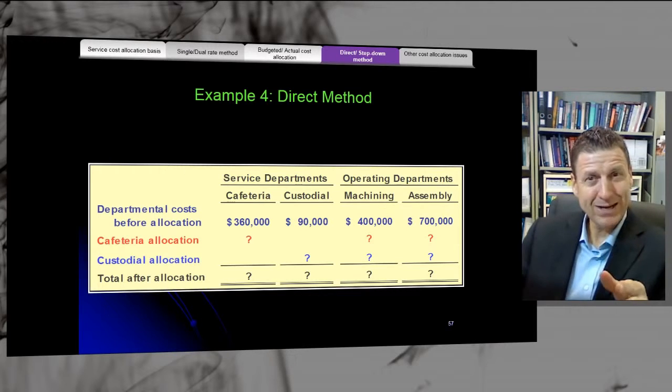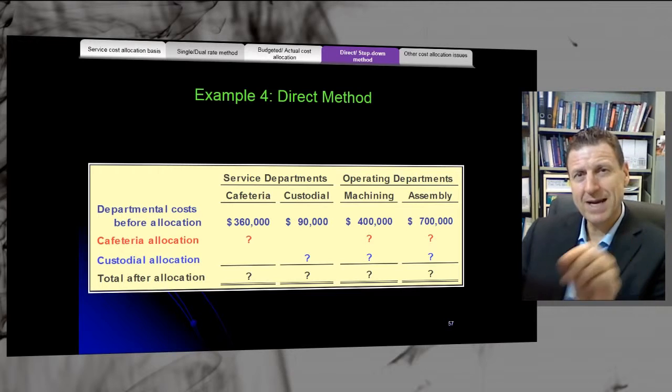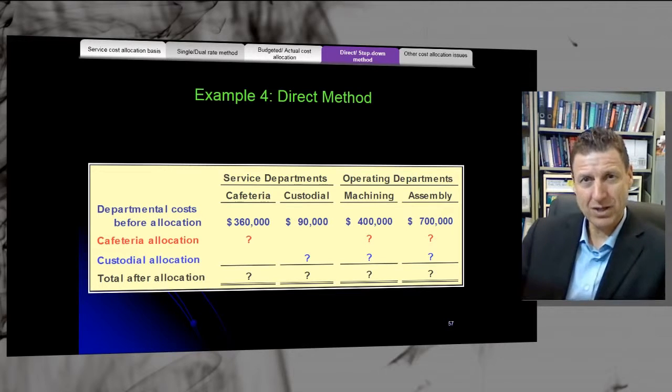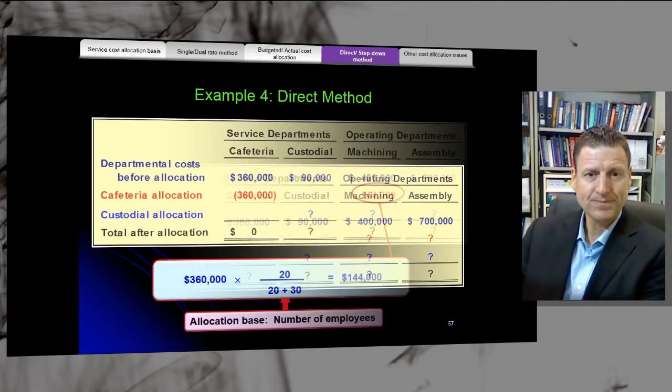So the big question here is, which do you go first? Do you go custodial first or do you do cafeteria? It's possible to do custodial, that is allocate that to both machining and assembly, and then cafeteria. Well, it doesn't matter with the direct method. With the step down method, you need to make that choice. But with the direct method, it doesn't matter. We can start with one, then go to the next. So let's have a look at cafeteria for the start, shall we?